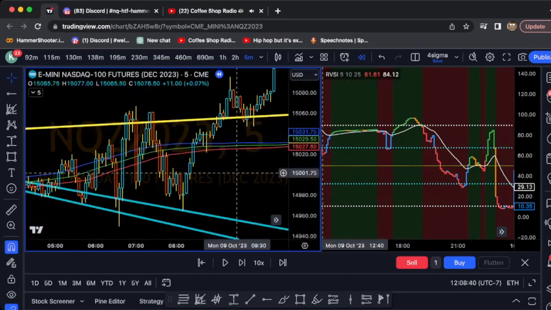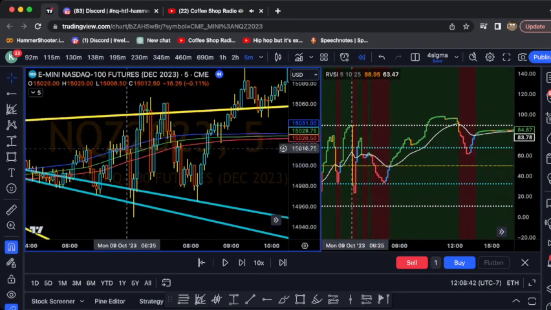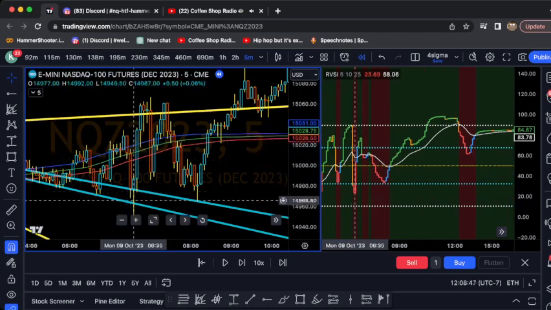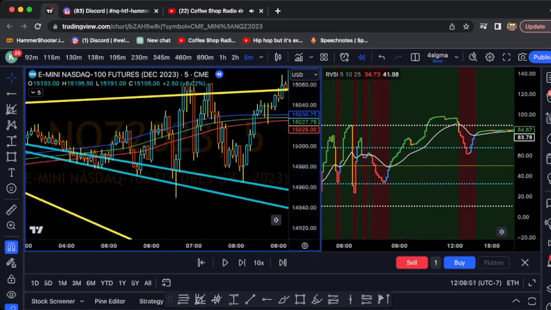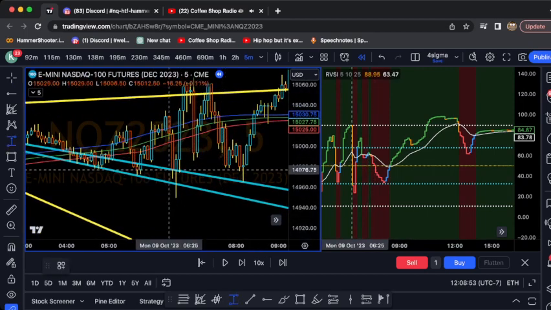So 620, right? So we sell off into the optimal dip buy. And if you look here, this is typically how I'm looking to take these trades. If I was to buy the dip right here, I'd be setting a stop at the other blue. So this would be about 12 points.